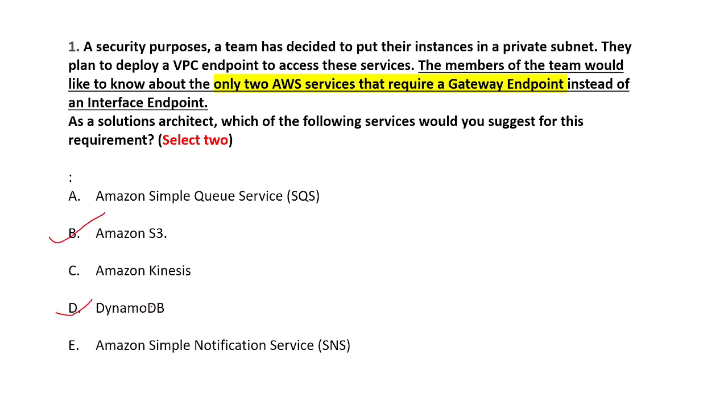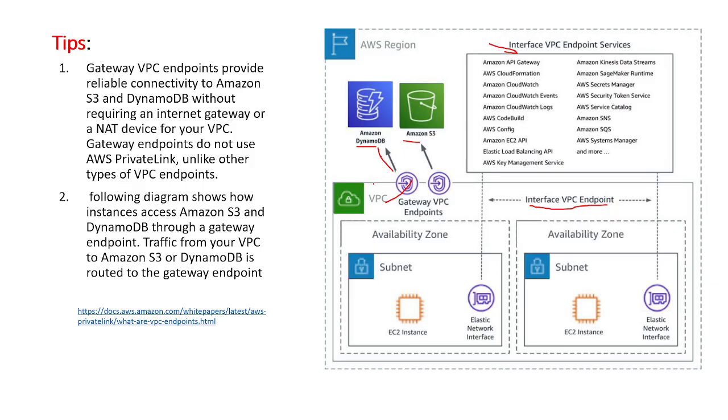Why? I will reveal the answer as well. The gateway endpoint is a free service. There is no bill. You will not get any bill for these two services. And here is the tip: you can see the gateway VPC endpoint is connected to DynamoDB and S3, and here are the interface VPC endpoint services. These are the services you can connect through the VPC interface endpoint.